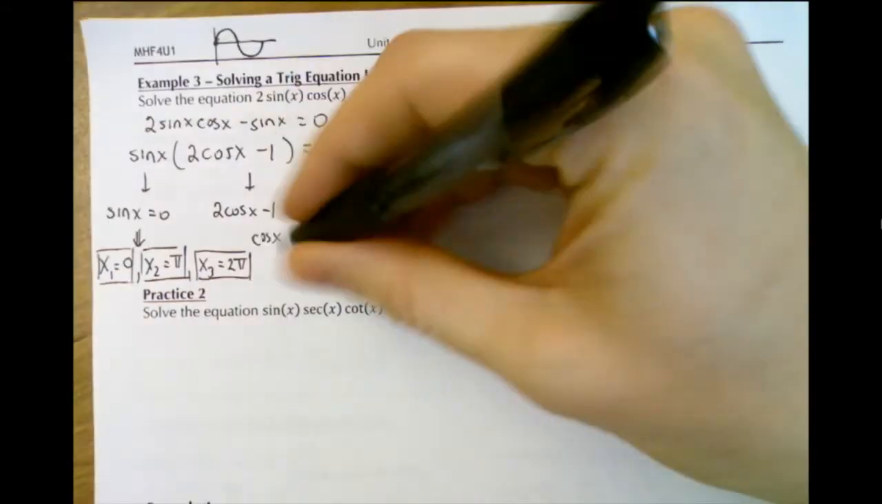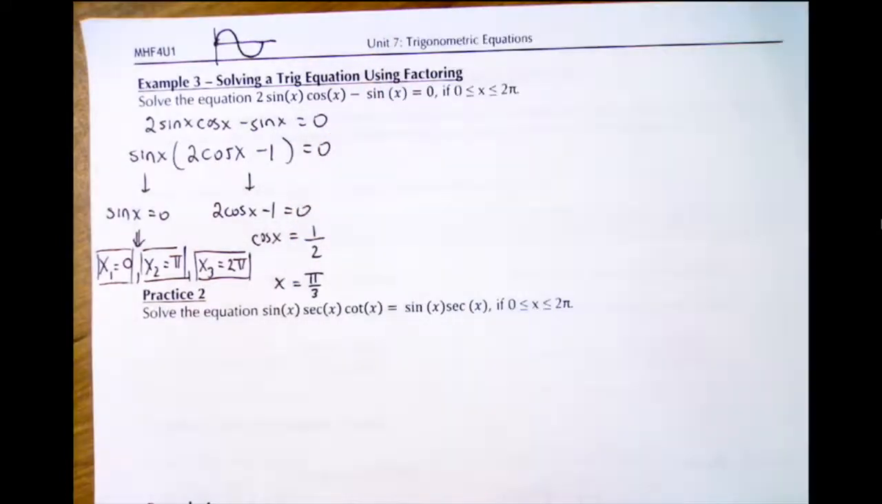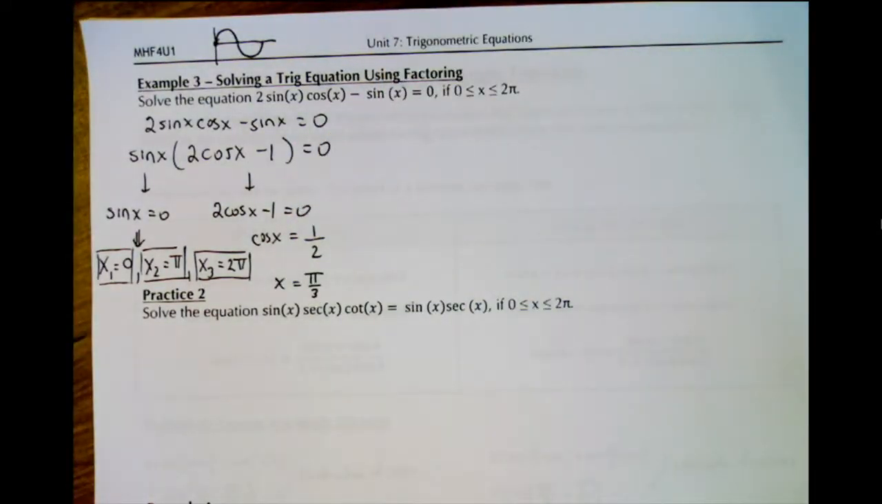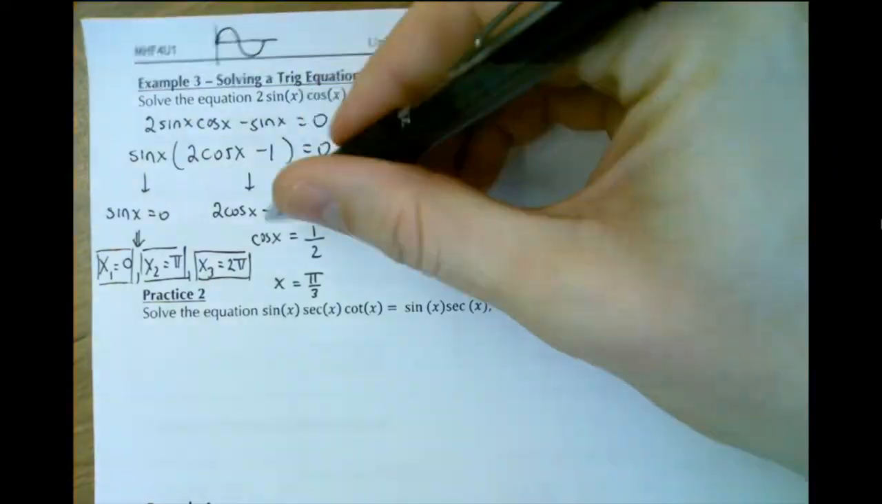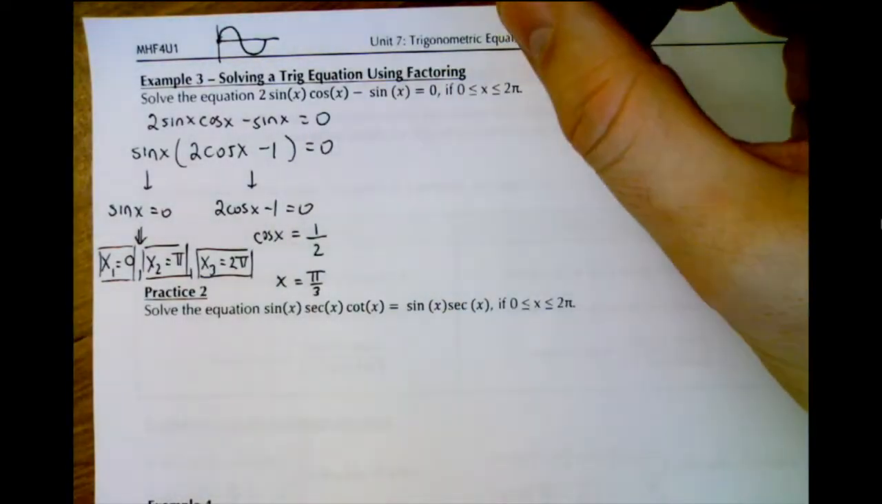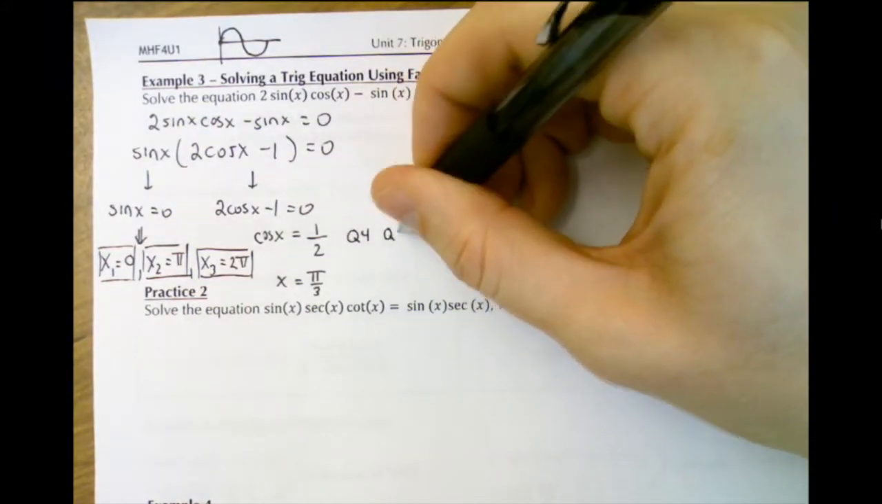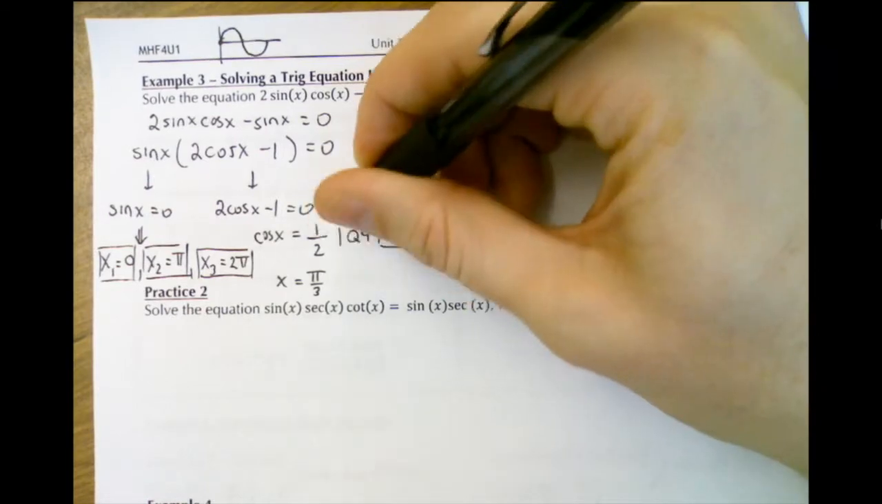So x must be pi over 3. And keep in mind that that is a reference angle beta. We're looking for where cosine is positive. Cosine is positive according to the CAST rule in quadrants 4 and 1. So we're going to have answers in 4 and 1.